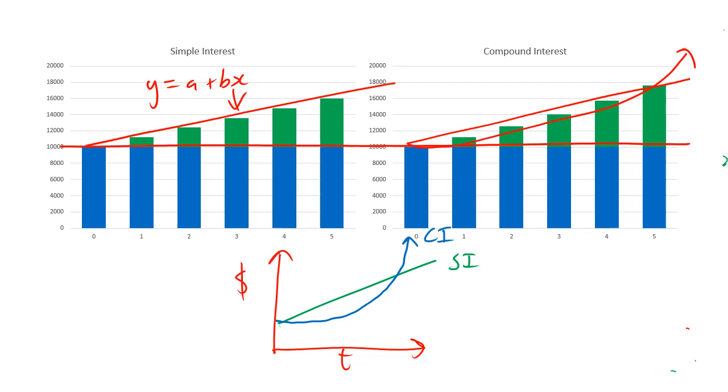So there'll always be a magical time here. I don't know what that time is. I'm going to call it mystery X, where compound interest will win. Before this magical point, simple interest is winning. But after that point, compound interest wins, and it will continue to win forever. And it doesn't matter how low you start with a compound interest or how high you start with a simple interest, there will always be a point in the future where compound interest will win.